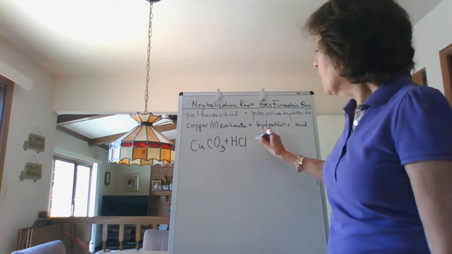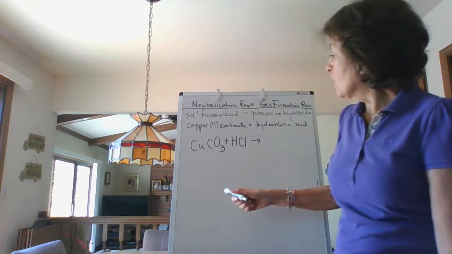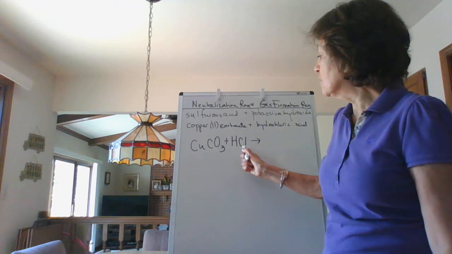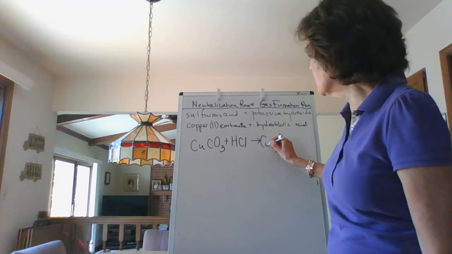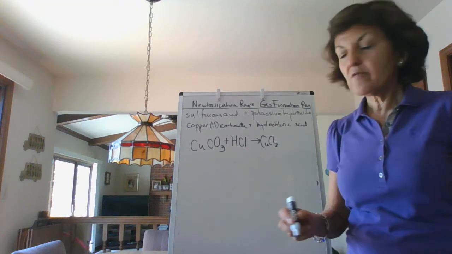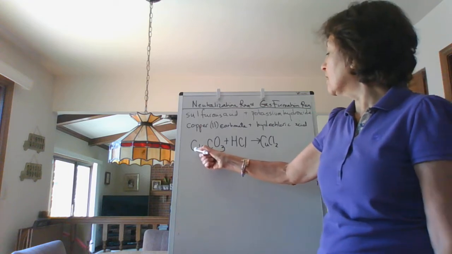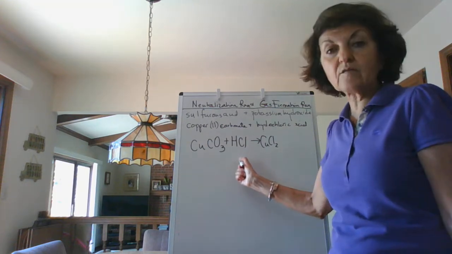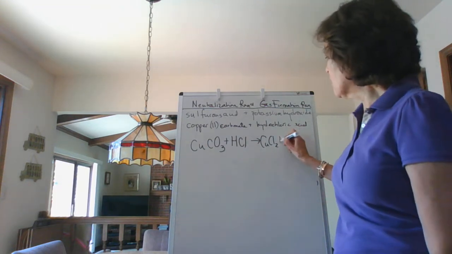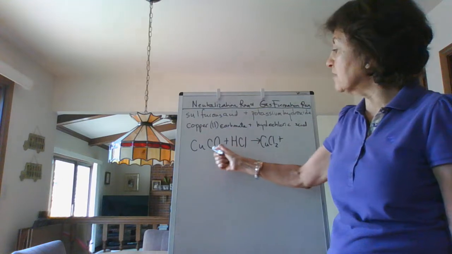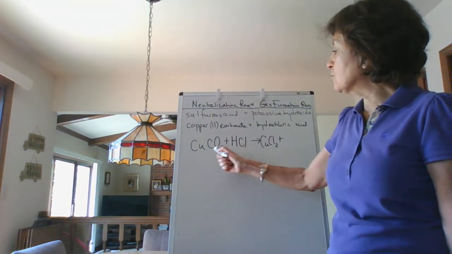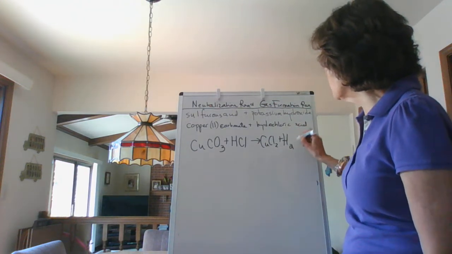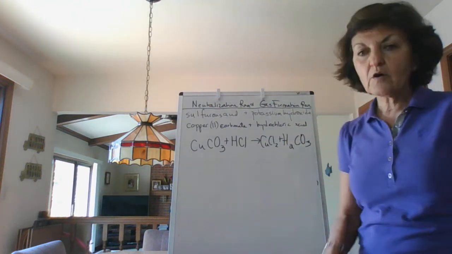Okay, what will my products be? Well, cation hooks up with anion, so CuCl2, right? Because this is the cation, this is the anion. Copper is +2, chloride is -1, CuCl2. All right, so what do I have left? I have an H and I have a CO3. H is +1, CO3 is -2, so I'm going to need two H's, so H2CO3. Okay, great.